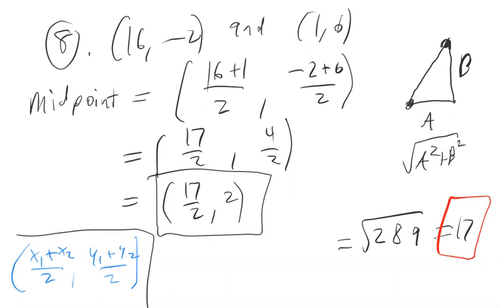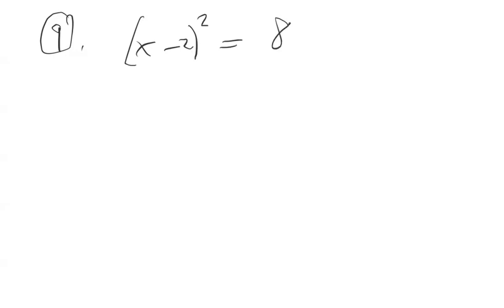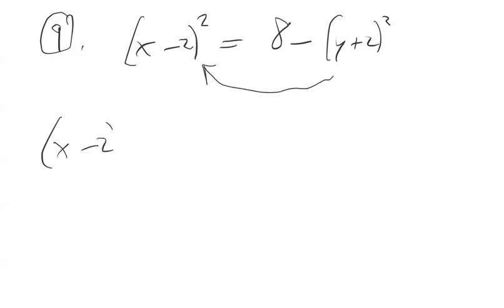Perfect. Now let's try problem 9. So problem 9 says x minus 2 squared equals 8 minus y plus 2 squared. Well, this is not in the right form. This negative y plus 2 squared needs to get moved over to be on the same side as the x minus 2 squared. And if it's negative on that side and I move it over, then it will be positive like that. So there we go.